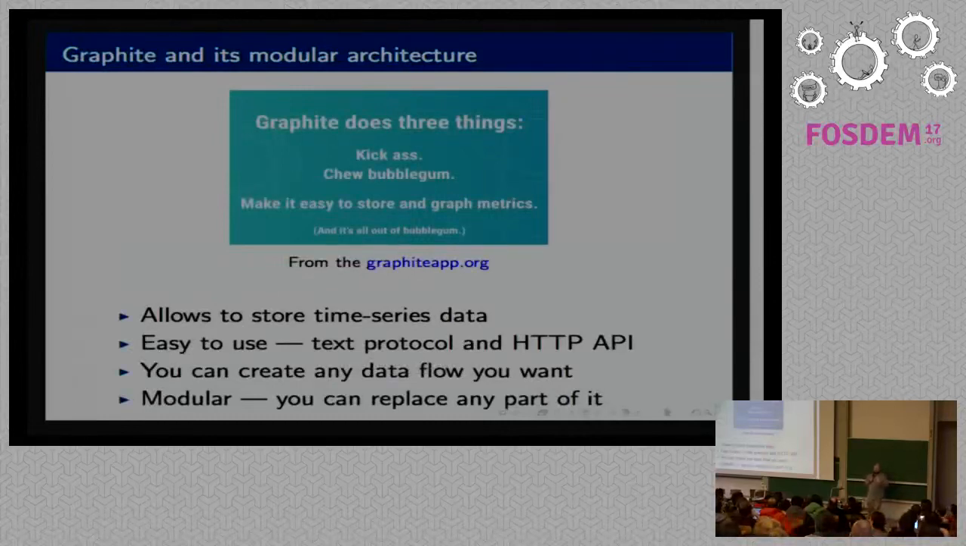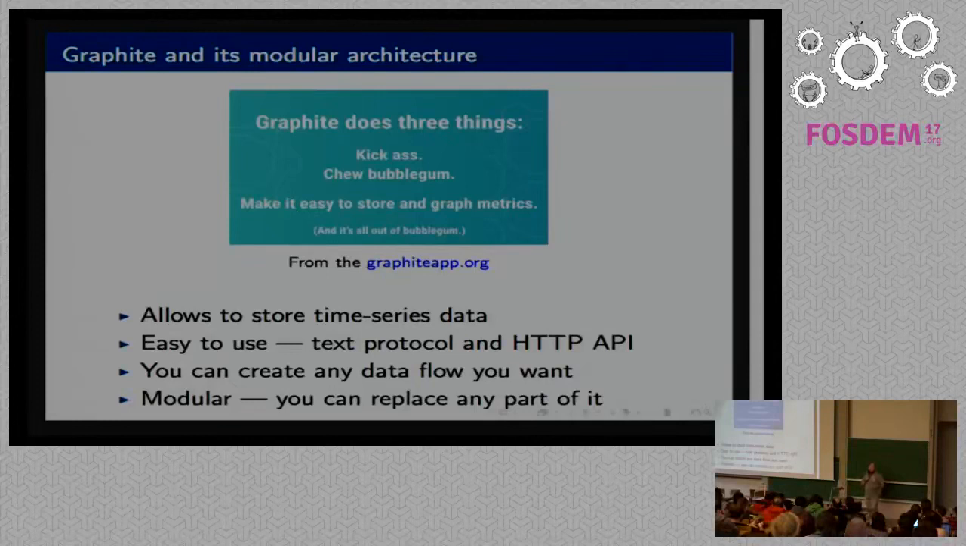At Booking.com we chose Graphite several years ago, I think in 2011 or something like that. What is Graphite? Graphite describes itself as being able to do three things really well: juggle, chew bubblegum, and make it easy to store and graph your data. Basically, Graphite is a set of components quietly tied together. It provides an easy-to-use API, so you can send metrics using a text protocol, where you just run bash, echo, blah blah blah, and netcat, and it's sent.